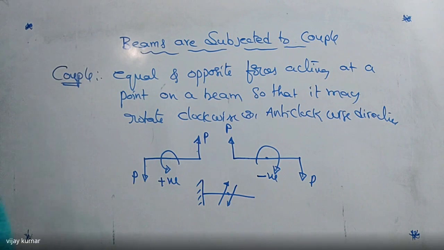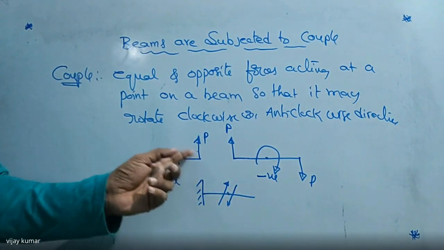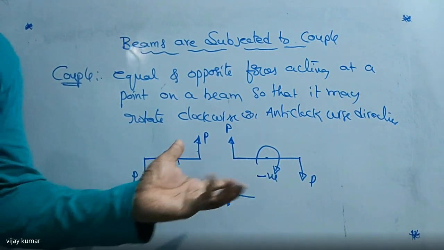So what is the definition of couple here? Couple is nothing but equal and opposite forces acting at a point on a beam so that it may rotate in the clockwise or anti-clockwise direction. If it rotates in the clockwise direction, the couple must be negative. If it rotates in the anti-clockwise direction, the couple must be positive. That is the sign convention of couple.